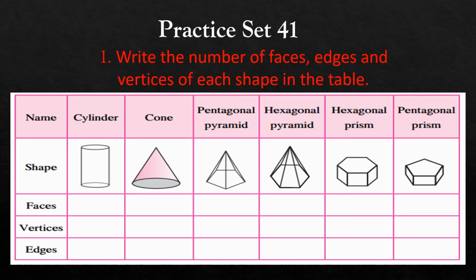For that we have to write how many faces are there, how many vertices are there and how many edges are there. Second one is cone, third one is pentagonal pyramid, fourth one is hexagonal pyramid, fifth one is hexagonal prism and the sixth one is pentagonal prism. We have to write how many faces, vertices and edges each shape has. So let's see the solution.